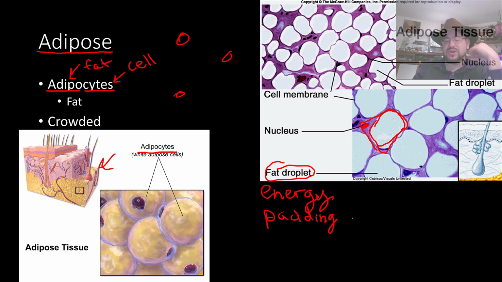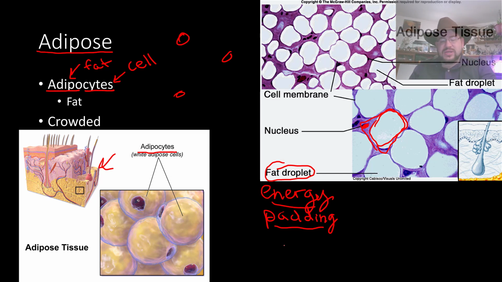Not so much insulation in humans. We don't have fat that's thick enough. But in certain types of animals that have fat for insulation, it's dense layers of fat that provide that insulation. Not so much for us. Anyway, but we get that padding. We get that energy storage. There's actually a fair amount of fat surrounding the heart because the heart uses a lot of that fat for energy, and it's nice to have padding for the heart.